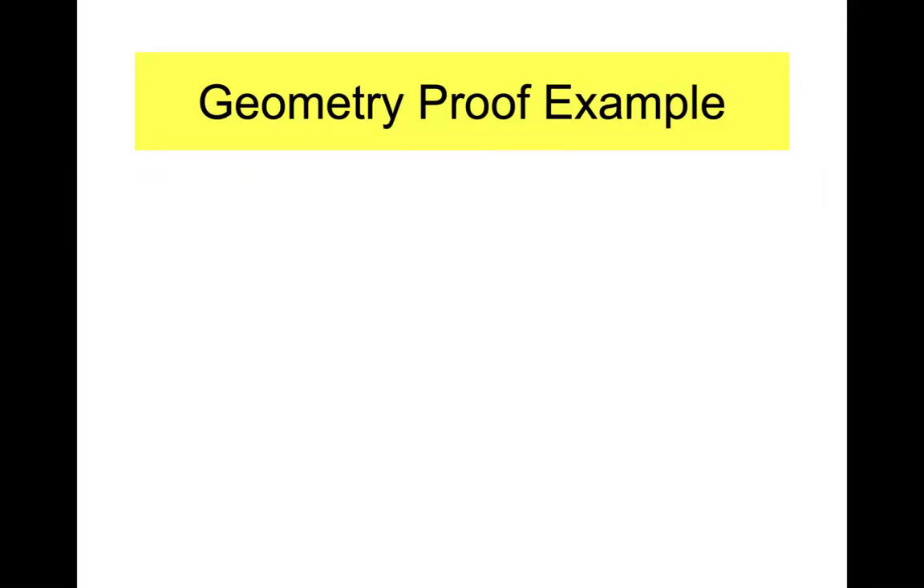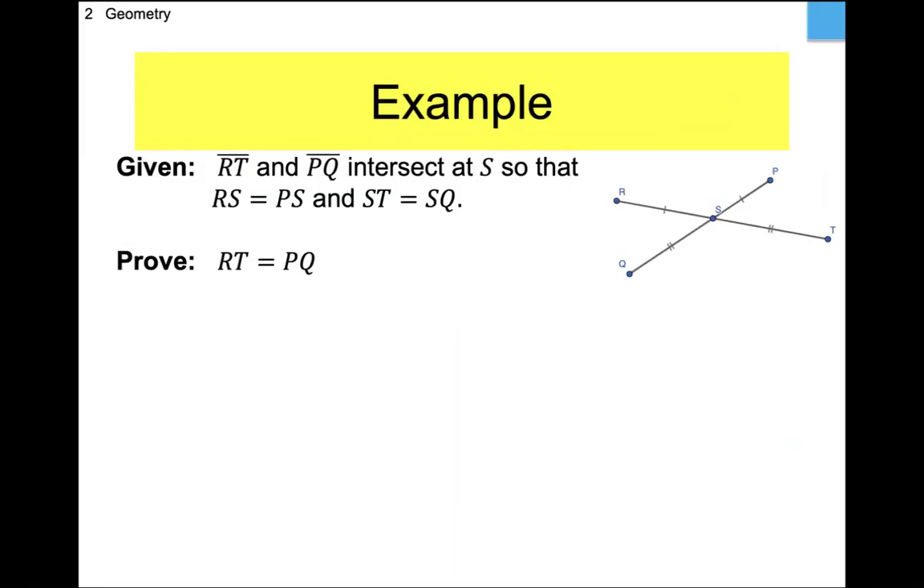Let's do an honest to God real geometry proof. So here's your first honest geometry proof this year. We're given a bunch of information. We have two segments, RT and PQ. They intersect at S, and they intersect in such a way that RS is equal to PS and ST is equal to SQ. And we're asked to prove that RT is equal to PQ. In other words, we're asked to prove that RT has the same distance as PQ.